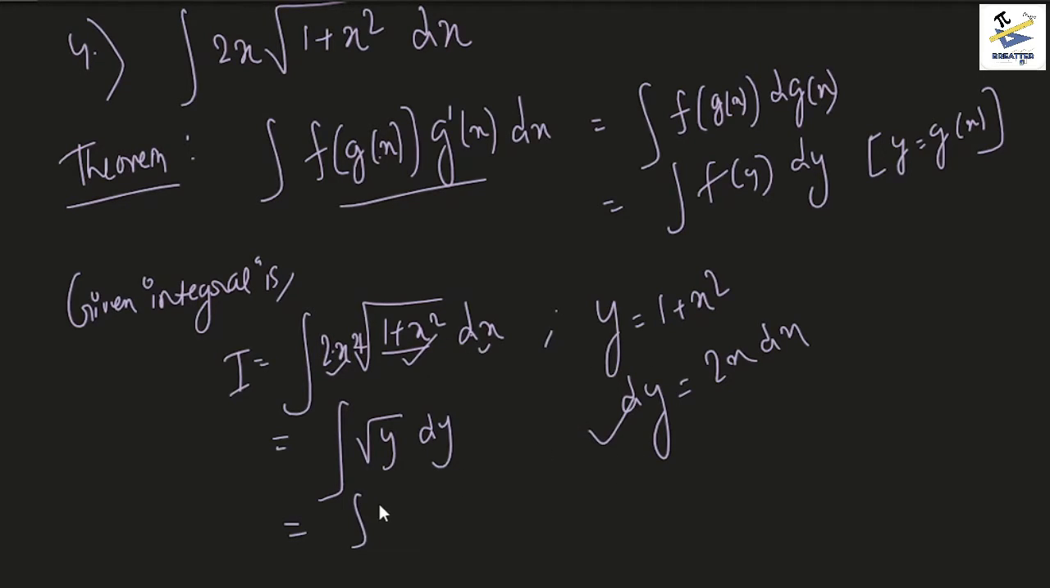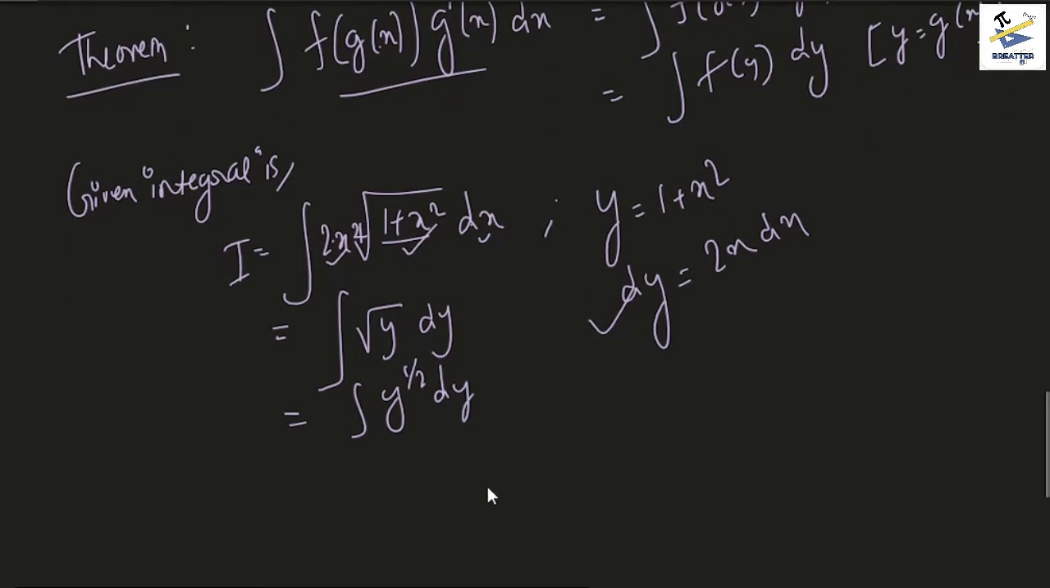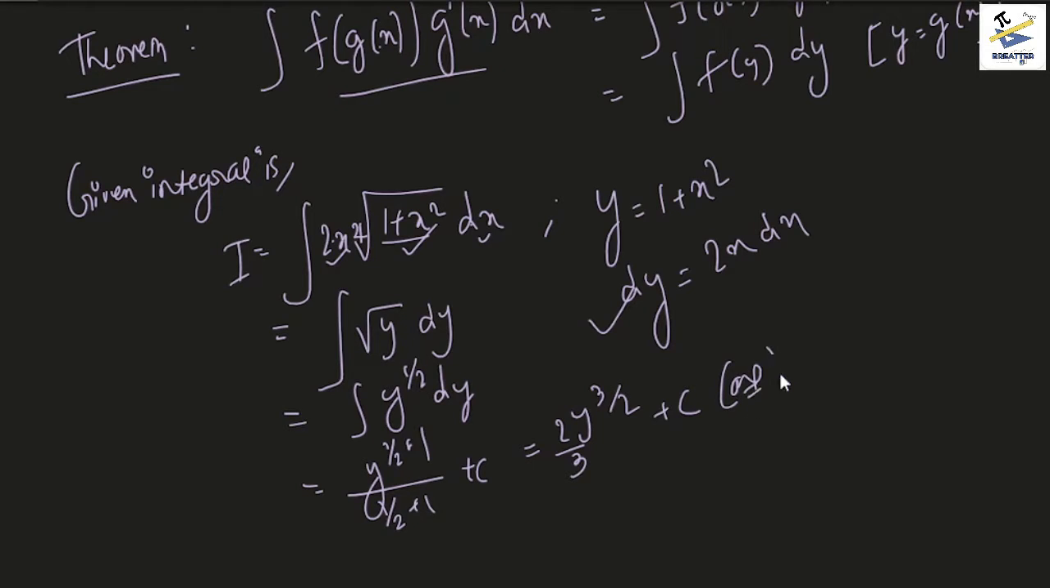And this is an easy one because this is just y to the power half dy, and using the rule you can find it as y to the power half plus 1 divided by half plus 1 plus c, which is basically y to the power 3 by 2 into 2 by 3 plus c, which is the answer, right? So this is the integral and this is the answer, and we can just substitute back to get our answer in terms of x, obviously.